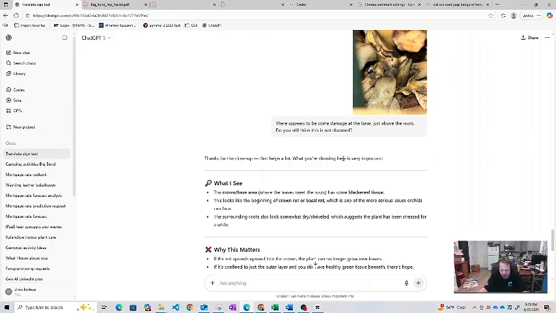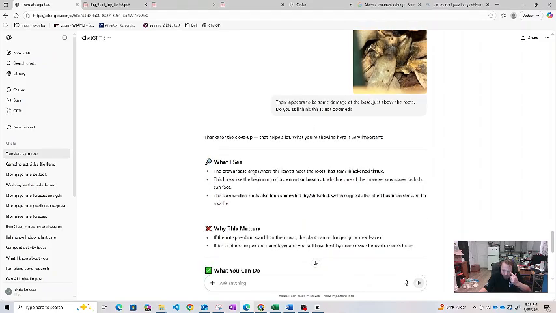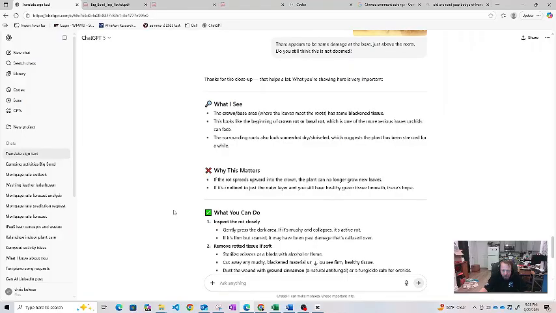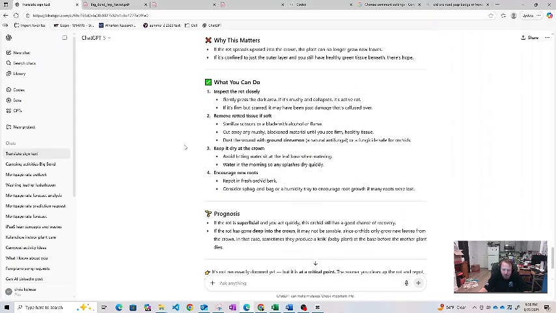It says, thanks for the close up. What you're showing is very important. And what it sees is, at the crown or the base area, blackened tissue. Looks like the beginning of crown rot or basal rot, which is one of the more serious issues an orchid could face. And the roots real close there look dried up and shriveled, which I agree. If the rot spreads upward to the crown, the plant will no longer grow leaves. If it's confined just to the outer layer, you still have a lot of green tissue beneath. So there is hope. So it gives me a checklist of things to do.